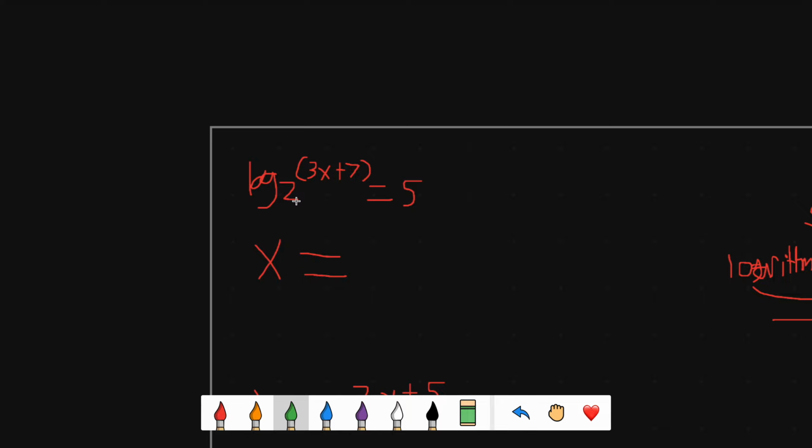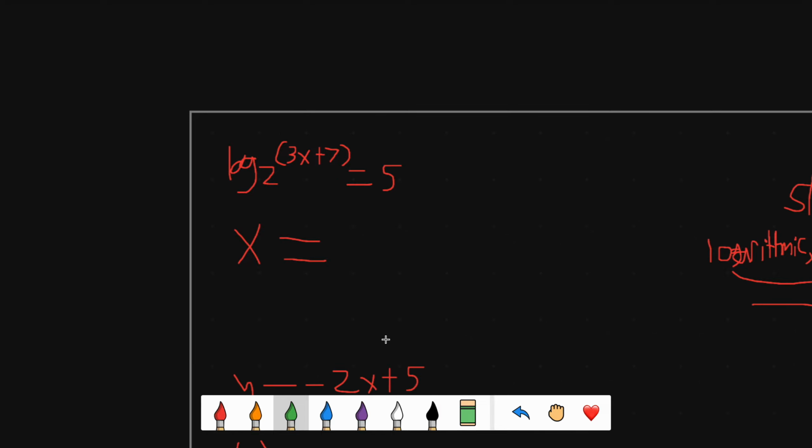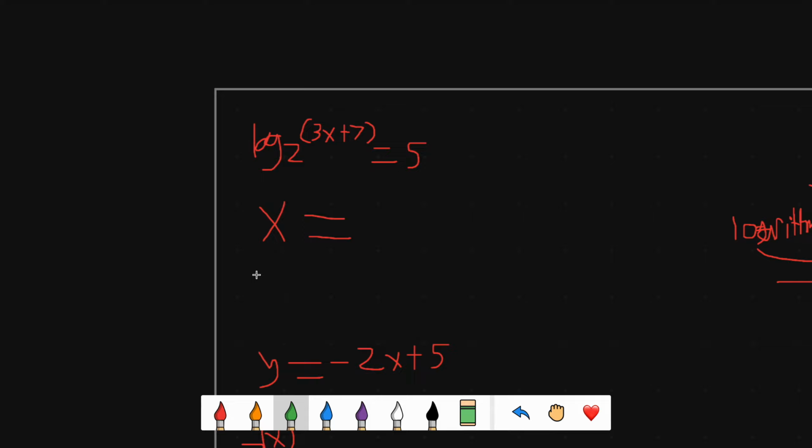If log base 2 of (3x plus 7) equals 5, what is the value of x? So what are you supposed to do? Let me tell you this. If I have log base 3 of 9, the answer will be 2 because 3 squared is 9.